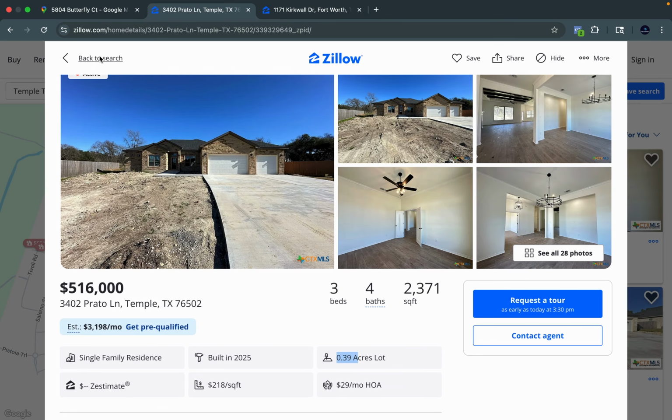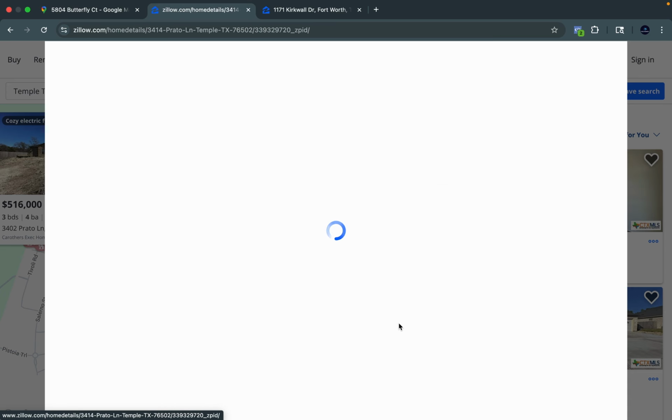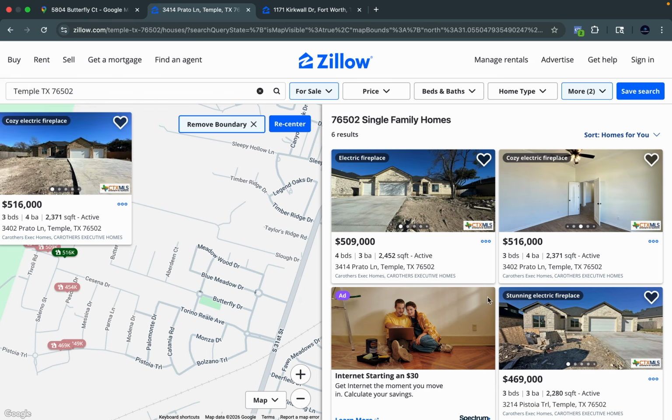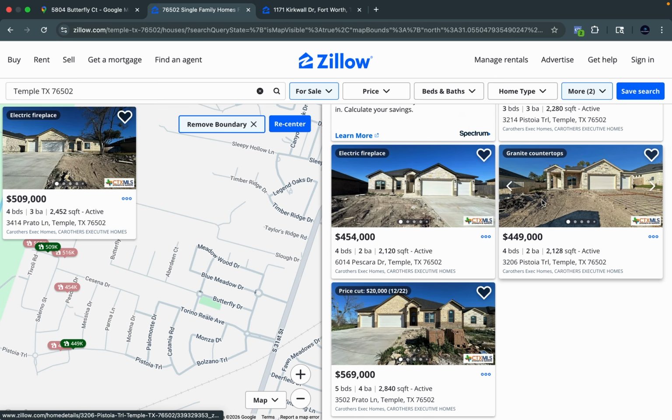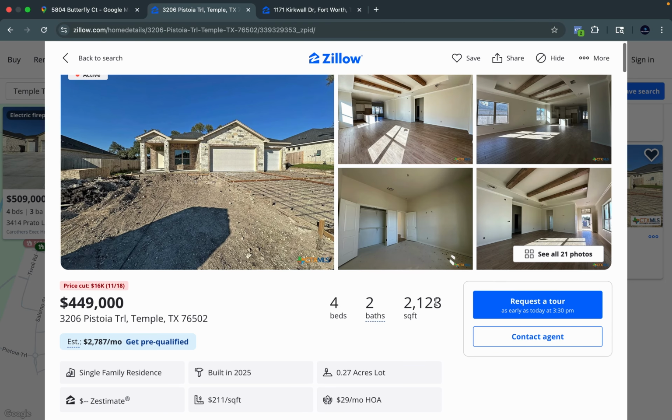Obviously, these are a lot bigger than the subject property. But I typically want to look at these, seeing if we're somewhat close to our ARV. In this case, I think we had it at around 360. I believe we got our MAO at 350.